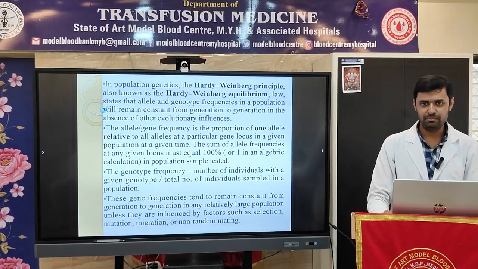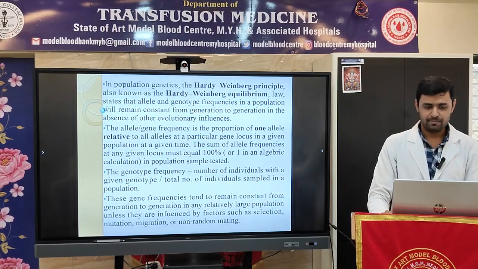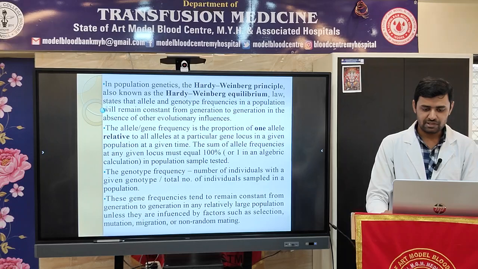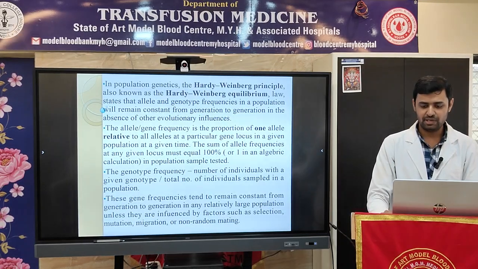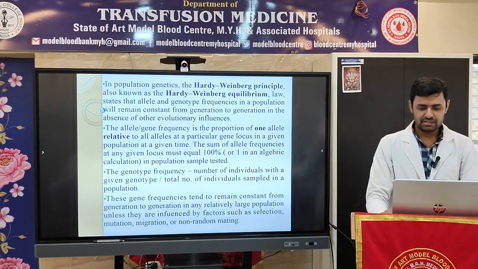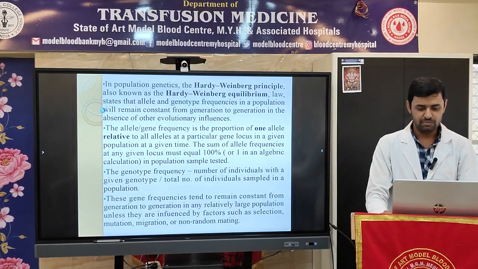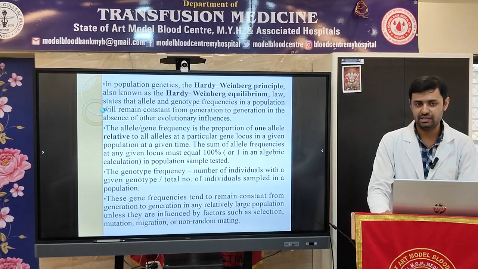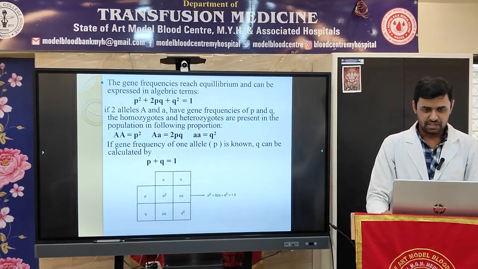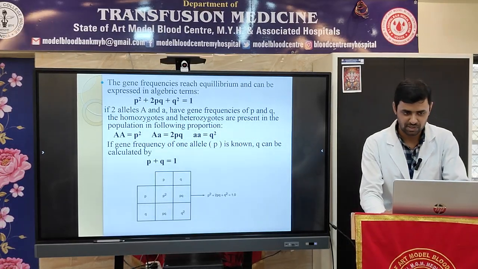Allele frequency, or gene frequency, is p plus q equals 1. But in genotypic frequency, we consider genotype: the number of individuals with a given genotype divided by the total number of individuals sampled in a population. That is the genotypic frequency. Gene frequencies tend to remain constant from generation to generation in any relatively large population unless they are influenced by factors such as selection, mutation, migration, or non-random mating. The gene frequencies reach equilibrium and can be expressed in algebraic terms: p squared plus 2pq plus q squared equals 1.